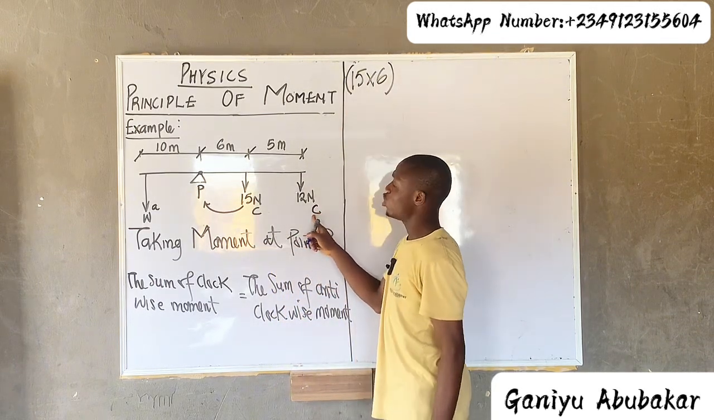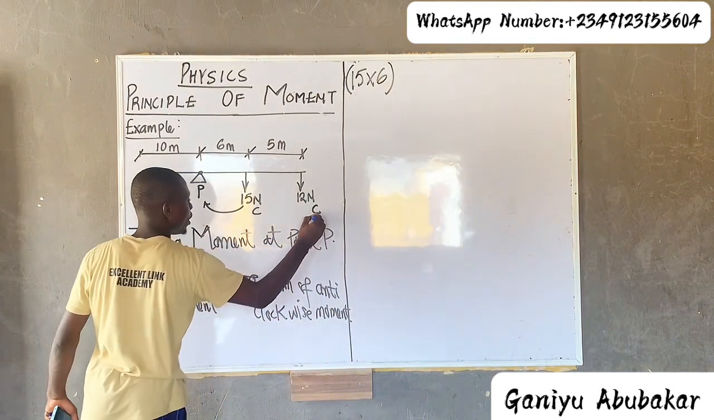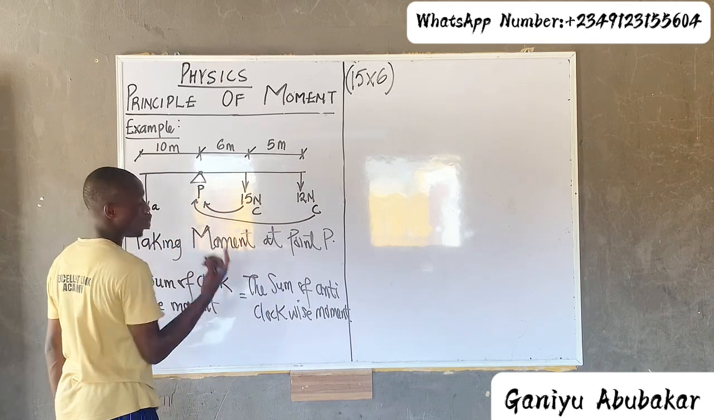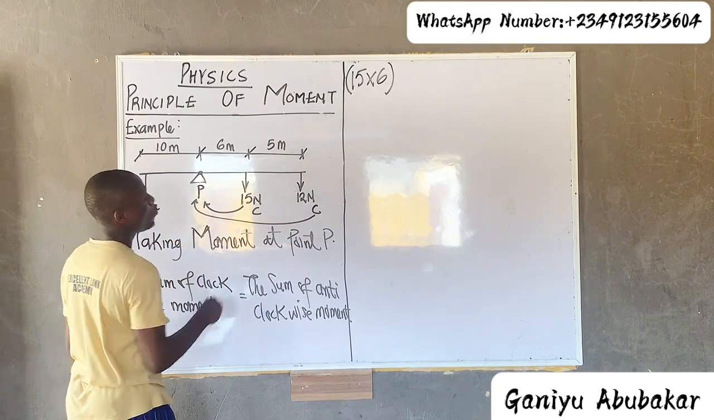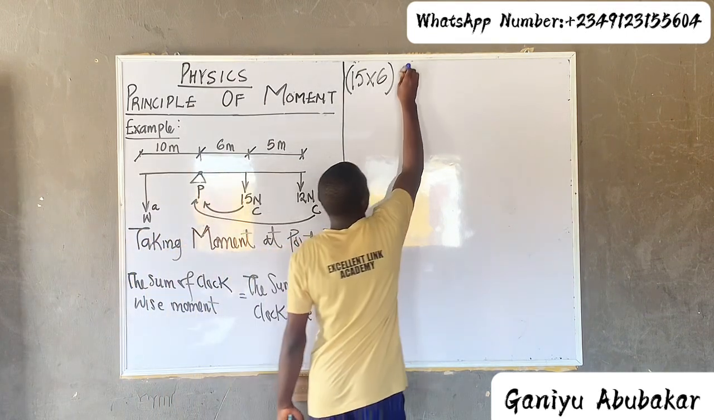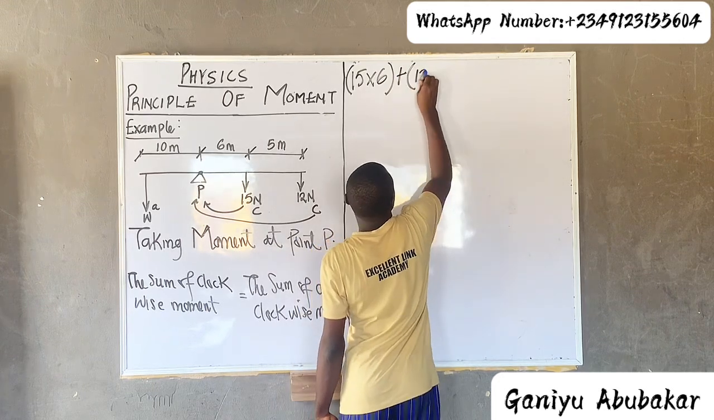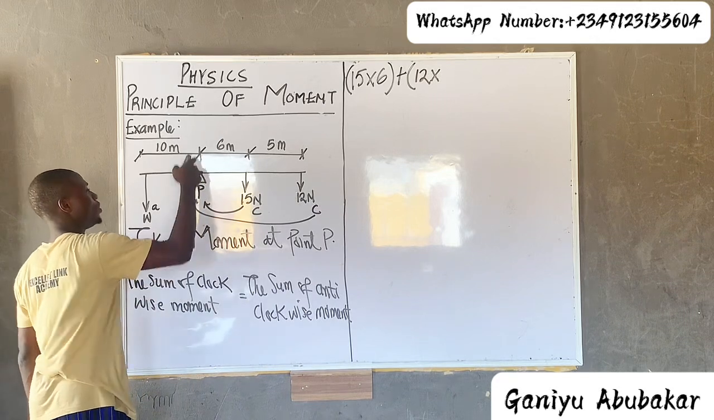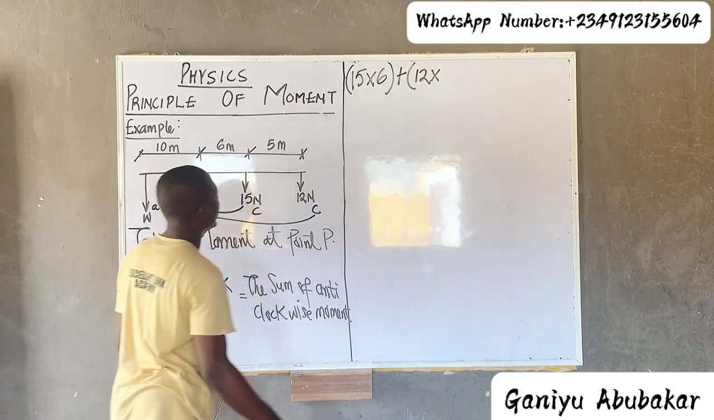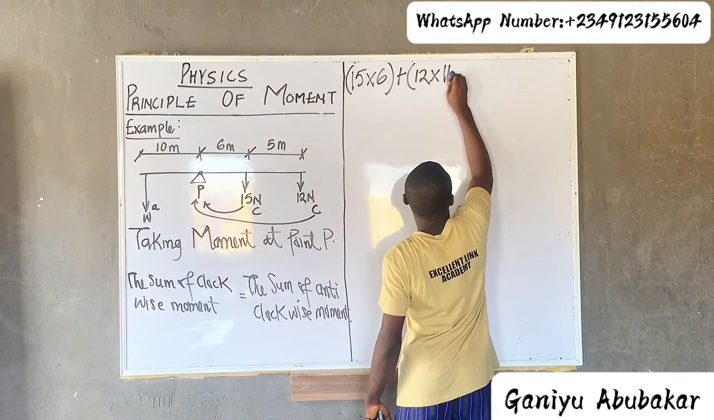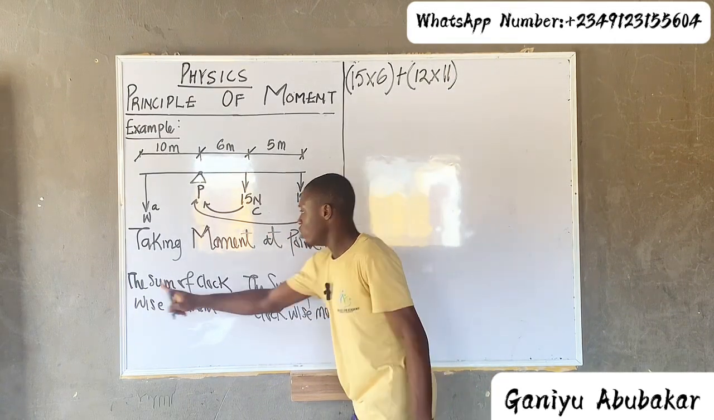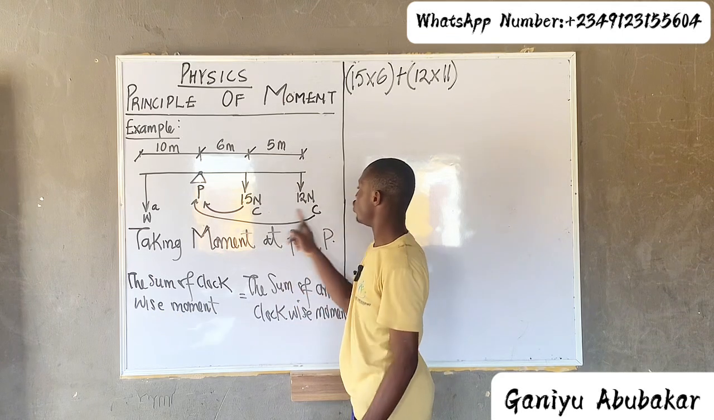The second clockwise moment will move in this manner from here to point P. This direction is clockwise, as I said initially. But what's the force here? That's 12. So I have a plus here, open a bracket, that's 12 times the distance from here to this point, which is 11. So I'm done with the sum of clockwise moments, I'm done with the two.